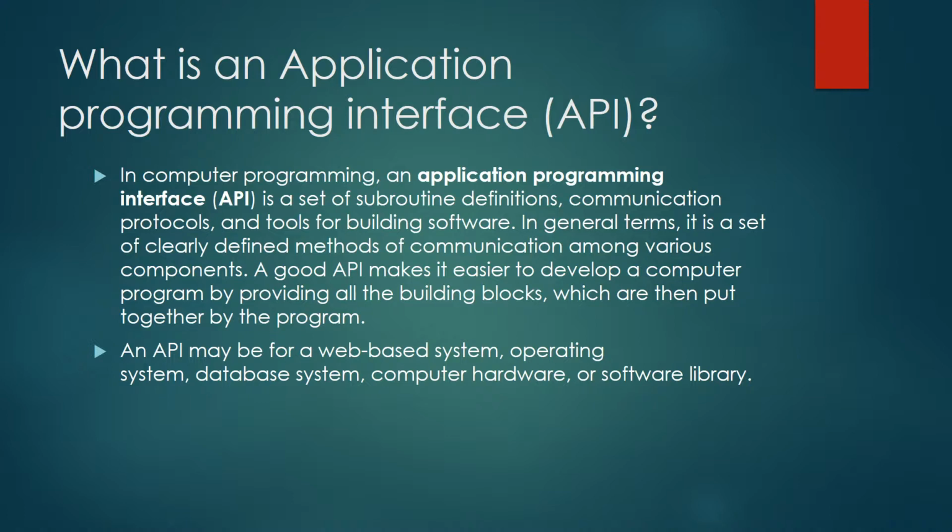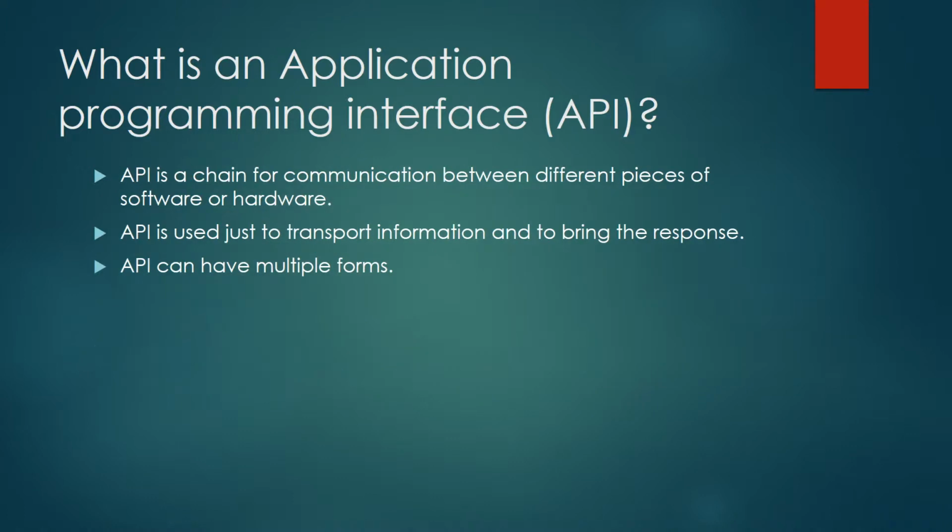Now I want to explain how I see the API, and how it's easier to remember and understand. So what's an API? An API is basically the chain for communication between different pieces of software or hardware. An API is used just to transport information and bring the response back to the client.